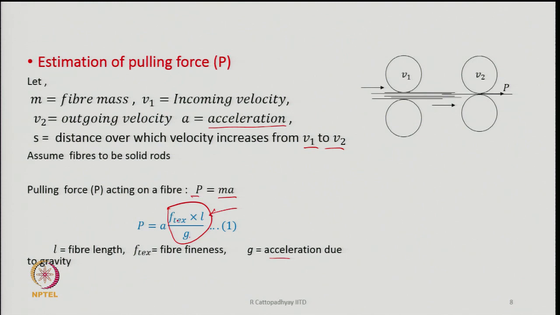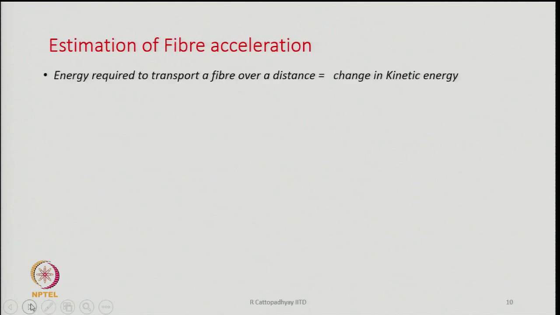We have to make sure that the units are compatible, then we will directly get the value of m from the tex value of the fiber and the length of the fiber. So, if we multiply length and tex value of the fiber, you will get the weight, and the weight divided by the gravitational acceleration will give you the mass. So, P becomes m into A. Now we go to the next page, that is estimation of fiber acceleration.